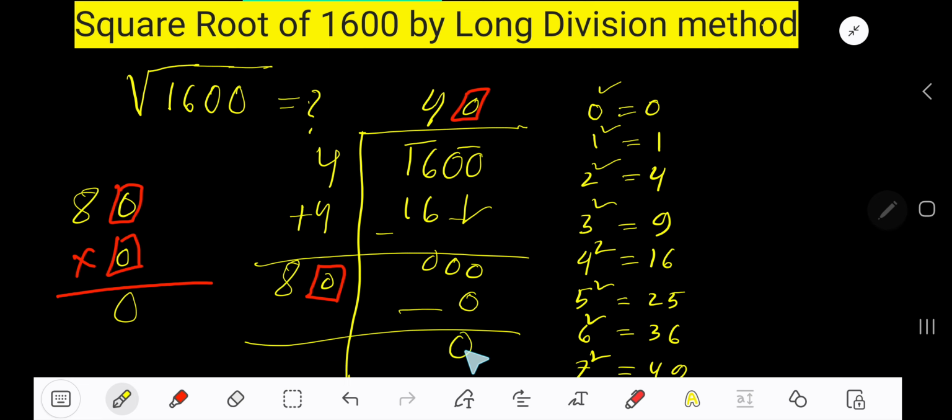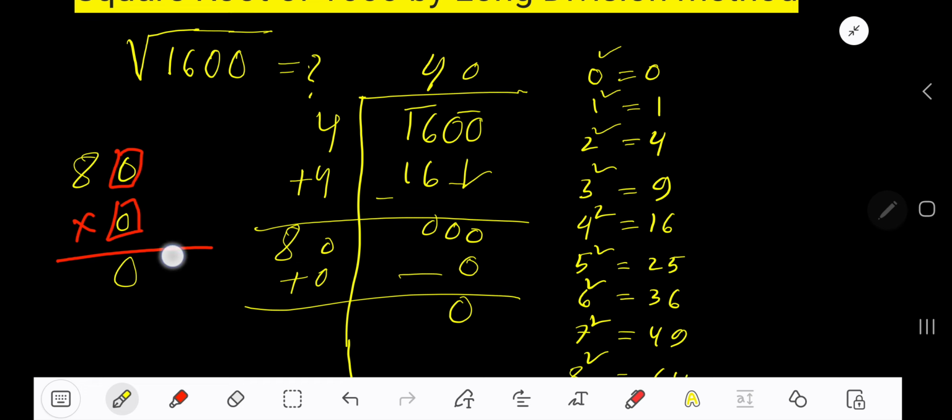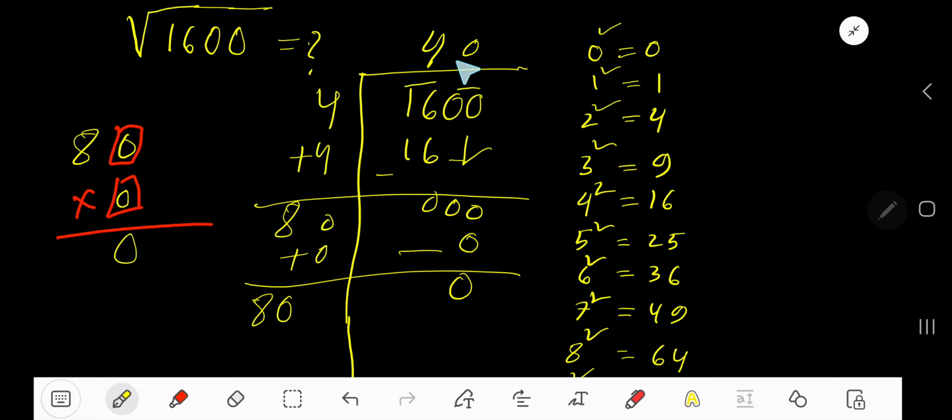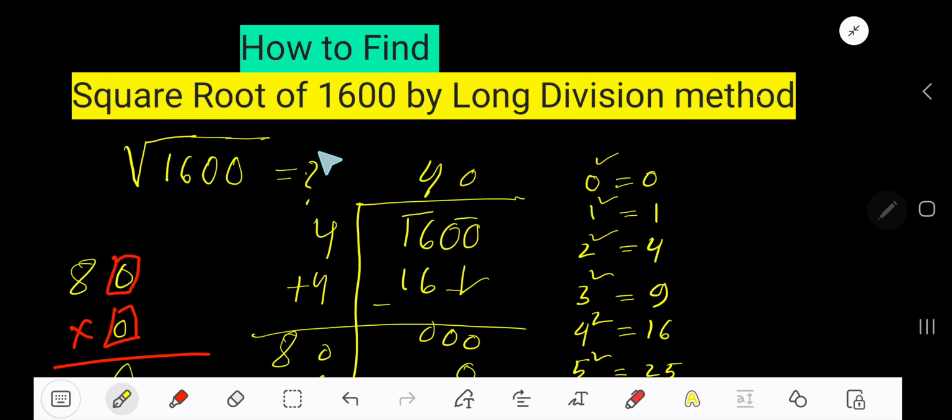Subtract, 0. As our remainder is 0, we are done. We have placed the digit 0 here, so 0 will come here and you need to add. So 80. The double of 40 is 80. So our answer 40 is correct. So the square root of 1600 by the long division method is 40.